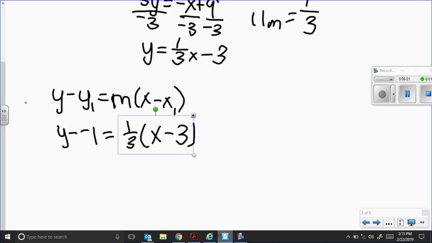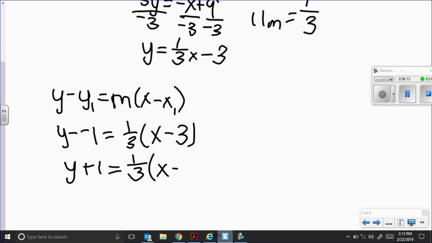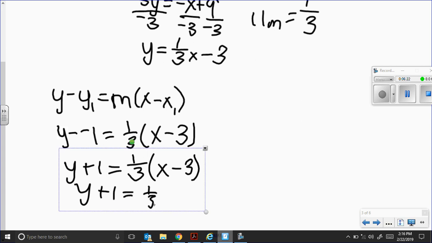All right, let's clear up our double signs here. So we get y plus 1 equals 1/3 times x minus 3. Now let's distribute. So we get y plus 1 equals 1/3 x minus 1. And now we're going to solve for y. So we're going to subtract 1 from both sides. So now we get y is equal to 1/3 x minus 2.